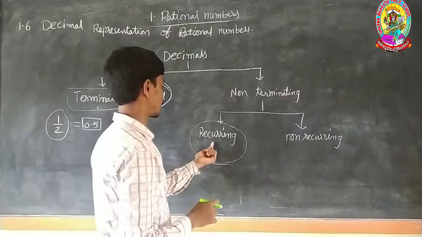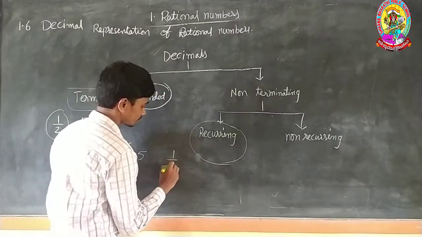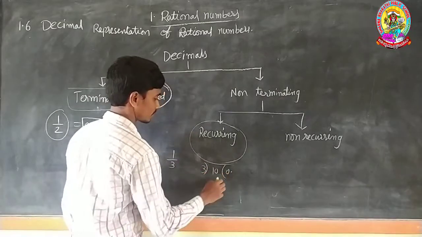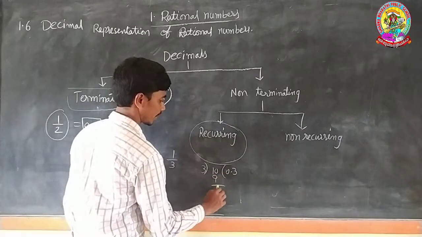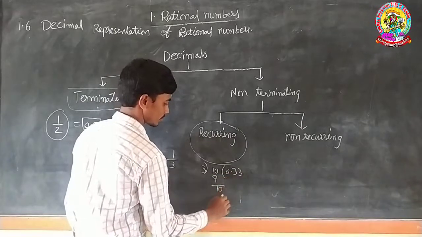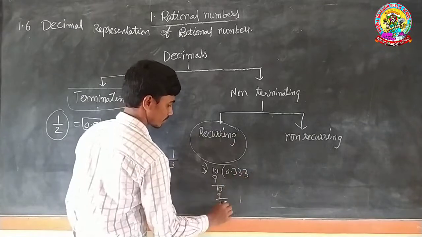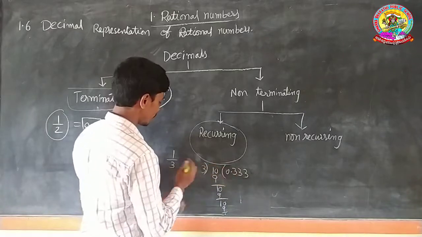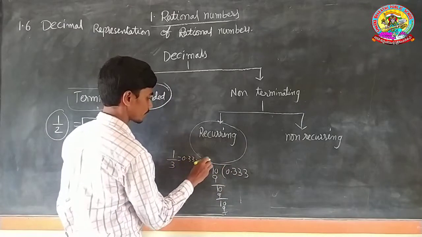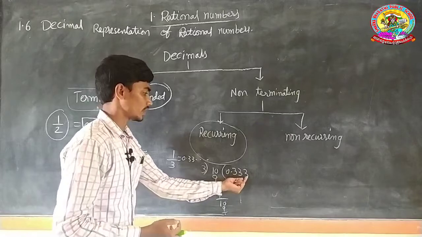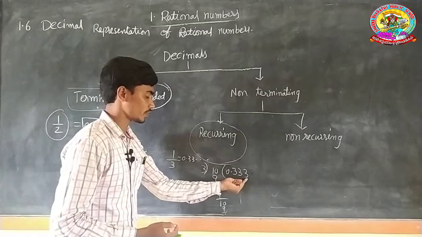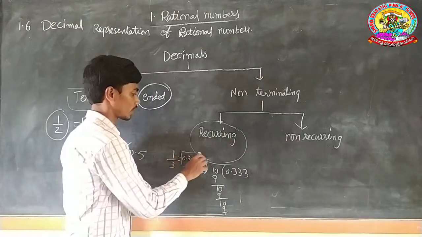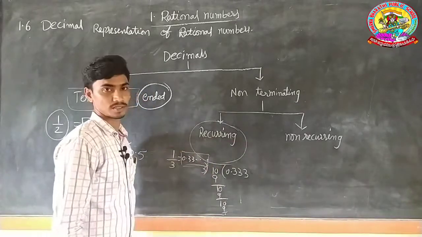For example, this is 1 by 3. Third table, 0 point, if you keep 0, then 3 times 9. Again 1 gives 0. 3 times 9. Again 1 gives 3 times 9. Again 1 gives. So the decimal form of 1 by 3 is not ended. In the quotient place, the decimal number 3 is continuously repeating. So these type of decimals are known as recurring decimals.